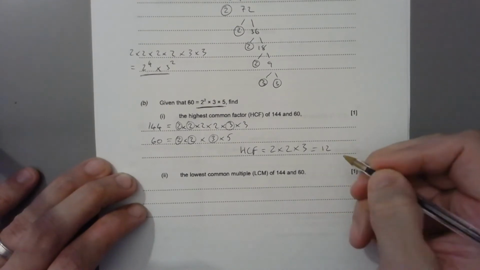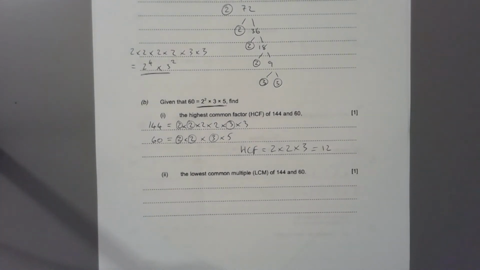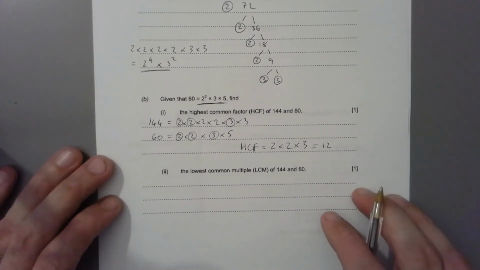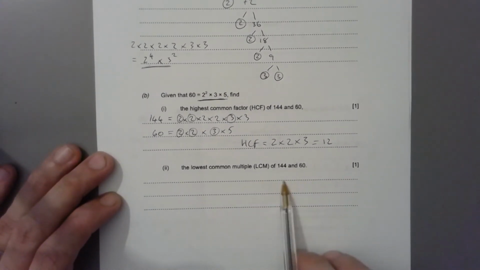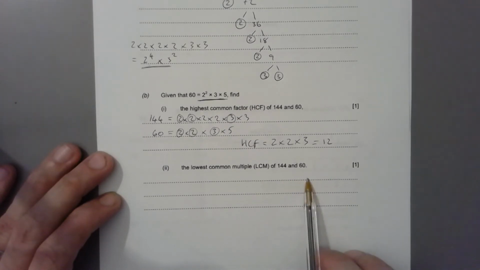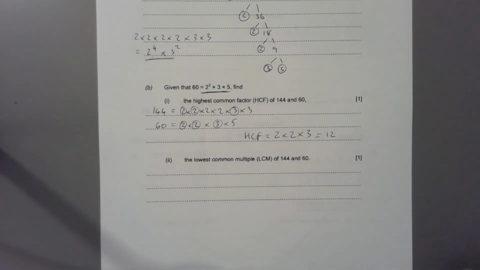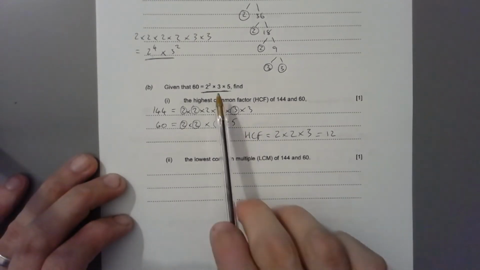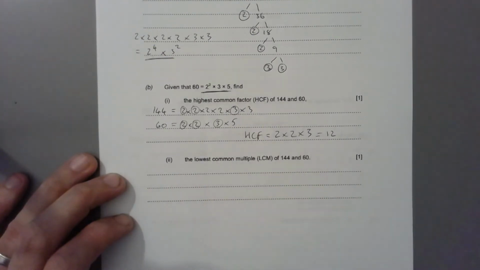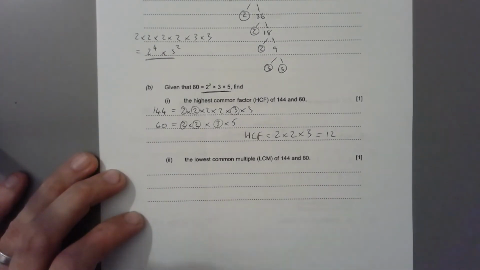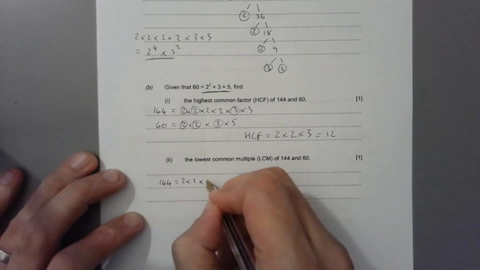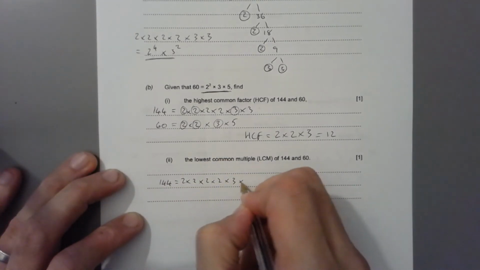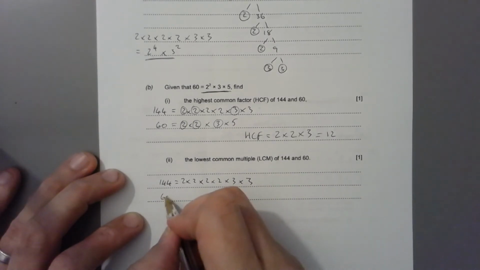The lowest common multiple, the only way to do that is you keep writing out your 144 times table and your 60 times table until you get to a number which is in both lists. But this can be quite difficult as the numbers will get quite big. So again, we can use the information we're given from A and B to work this out. If I just write down 144 equals 2 times 2 times 2 times 2 times 3 times 3, and 60 is 2 times 2 times 3 times 5.